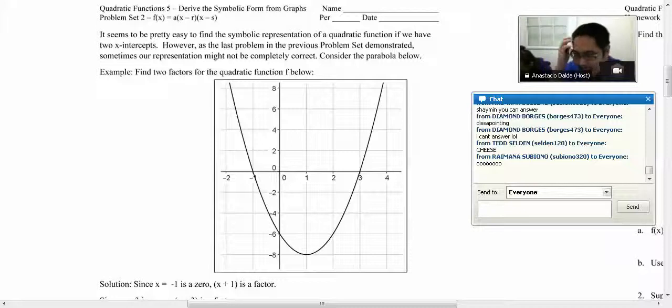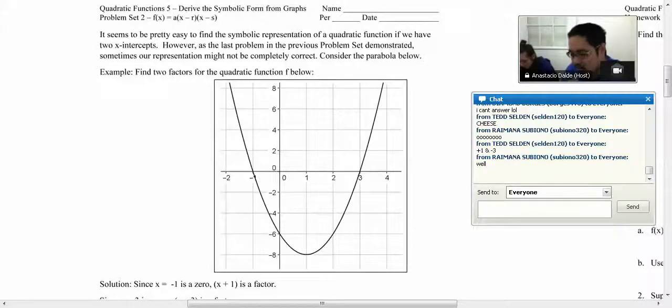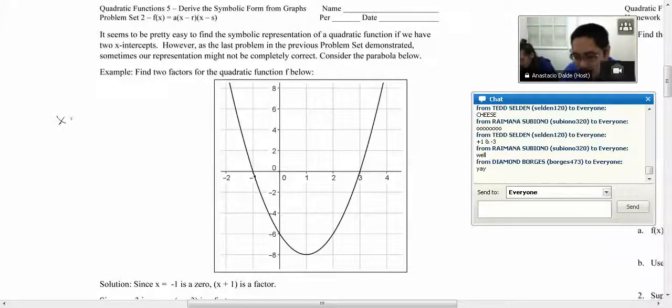Anyway, anyone, what is the answer? How do I figure out the factors? What are the factors of this thing? Positive 1, negative 3. And what you mean by that, Ted, is you're saying x plus 1, x minus 3. Right? Is that what you're saying?